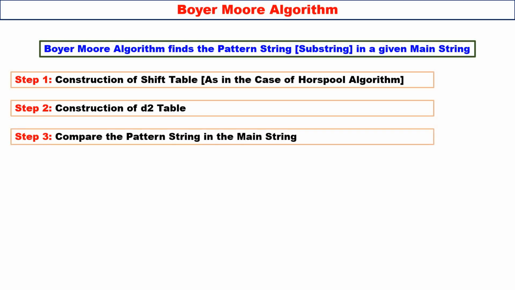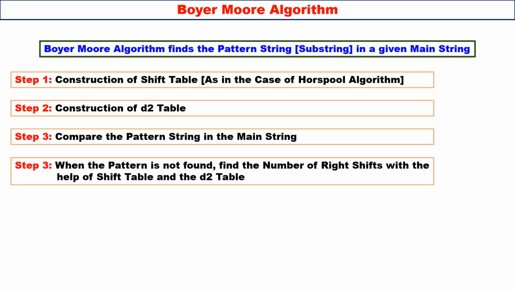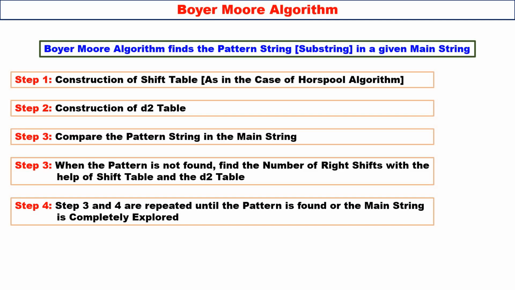Compare the pattern string in the main string. When the pattern is not found, find the number of right shifts with the help of the shift table and the D2 table. See, this is the most important step. We have to find the number of right shifts with the help of the shift table that we constructed and the D2 table that we constructed. And steps 3 and 4 are repeated until the pattern is found or the main string is completely explored. I think if you understand the construction of the shift table and D2 table and how to calculate the number of right shifts, it is quite a straightforward algorithm.